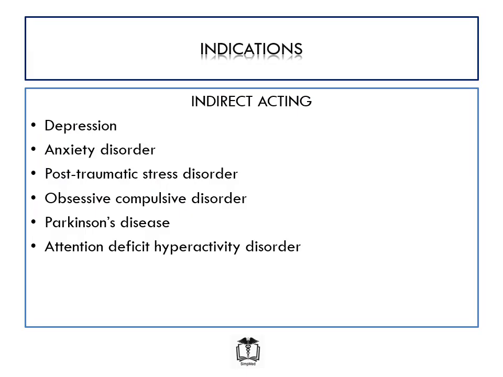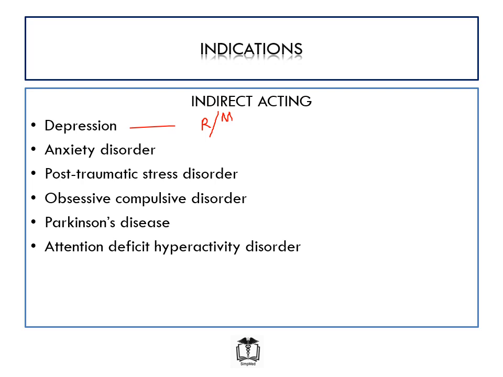For indirect acting drugs, the indications include conditions like depression. Depression can be treated with a number of indirect acting drugs like the reuptake inhibitors, so drugs like the tricyclic antidepressants. We also can use the monoamine oxidase inhibitors in treating depression as well. So these are the two examples of indirect acting drugs we use in treating depression.